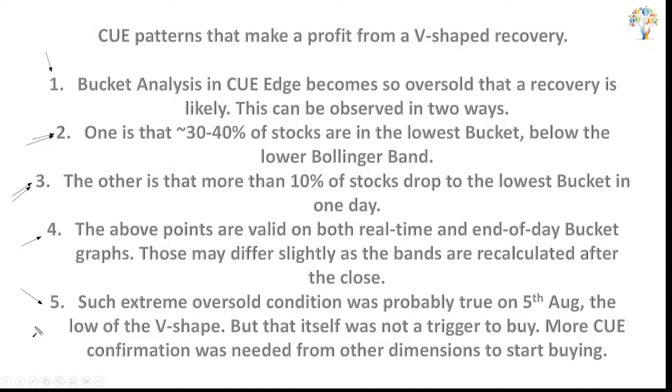Such an extreme oversold condition was probably true on 5th August, the low of the V-shape, but that itself was not a trigger to buy. More Q confirmation was needed from other dimensions to start buying. So bucket analysis was one dimension that would help us look for reversal points because the market was too oversold. But that is only one piece of the puzzle to profit from a V-shaped recovery. What are the others?